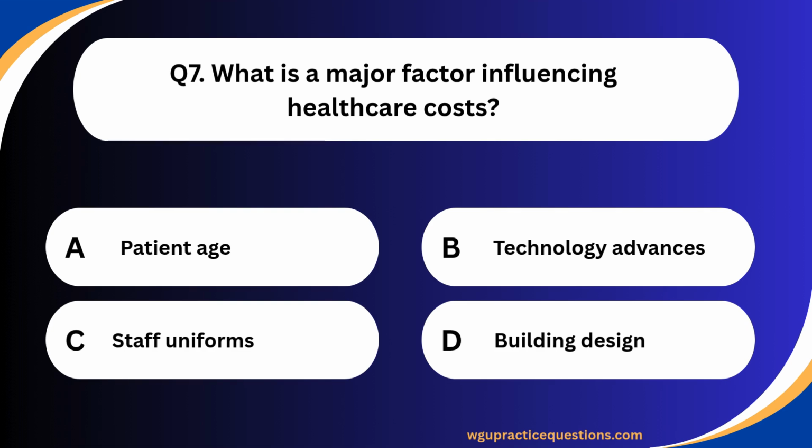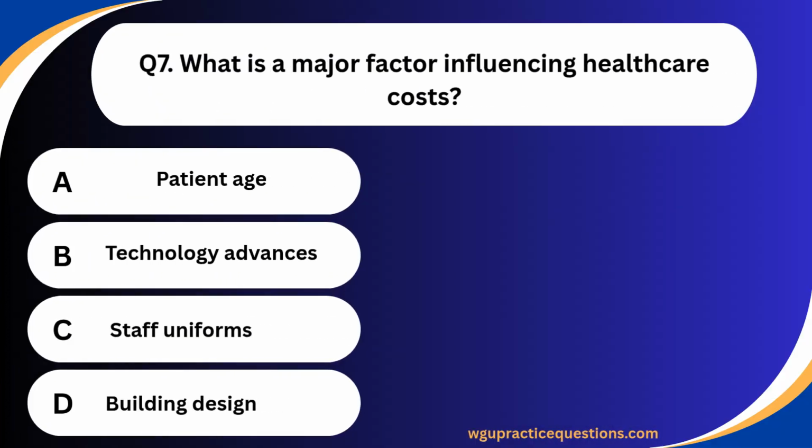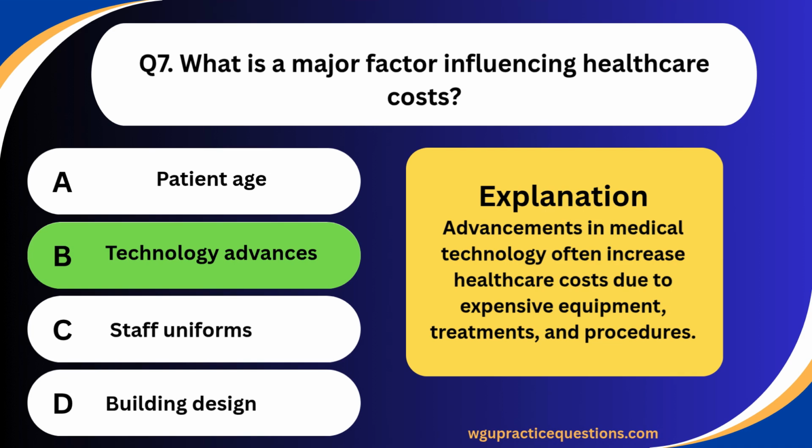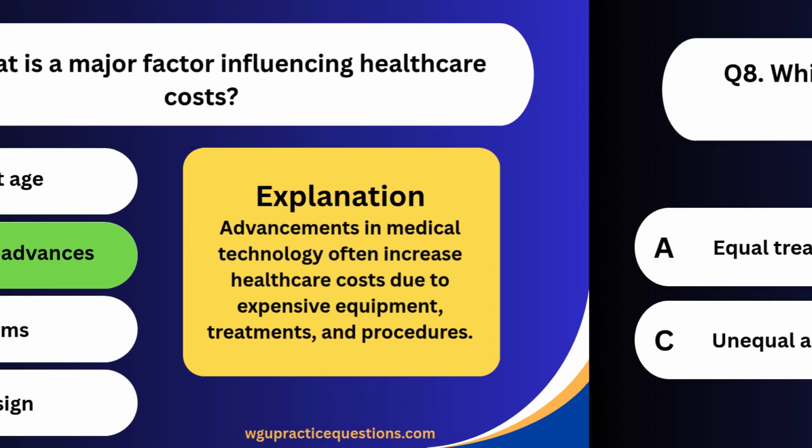Question 7. What is a major factor influencing healthcare costs? A. Patient age. B. Technology advances. C. Staff uniforms. D. Building design. Which one is the correct answer? The correct answer is B. Technology advances. Explanation. Advancements in medical technology often increase healthcare costs due to expensive equipment, treatments, and procedures.